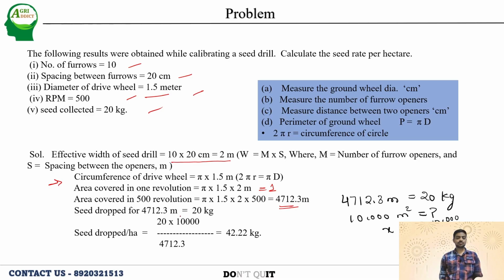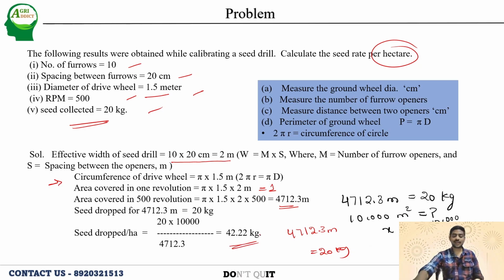4712.3 meter square. The seed collected in that particular seed drill is 20 kg, which means for the 4712.3 meter square area covered, we are using 20 kg. Now we want the seed rate for how much? One hectare. So it is very simple. For 4712.3 meter square, we are using 20 kg. For 10,000 meter square, how much? If you calculate it, you get around 42.22 kg. This is how you can calculate the seed rate using this particular problem.